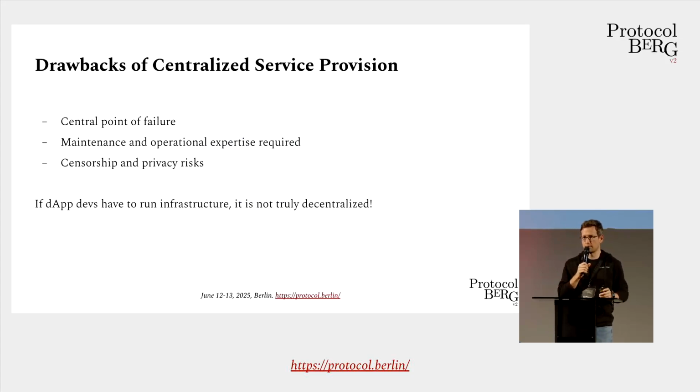So of course, there are certain drawbacks to this design. It introduces a single point of failure. It introduces operational costs on the developer's part. So if you're developing an application, say a messenger, for example, not only do you need to think about UX and application-level logic, but also you need to be capable of running and maintaining your service nodes and connecting your users to these service nodes. And of course, we have censorship and privacy risks involved in the centralized element of app infrastructure.